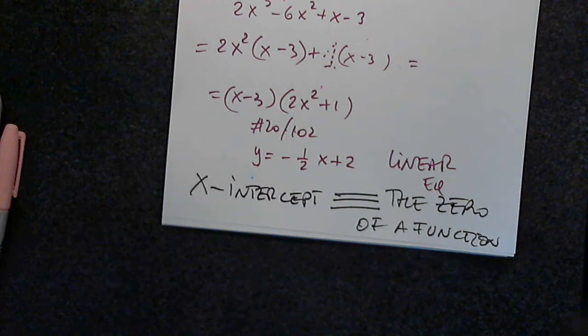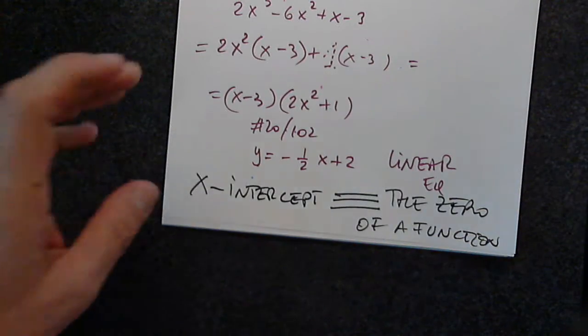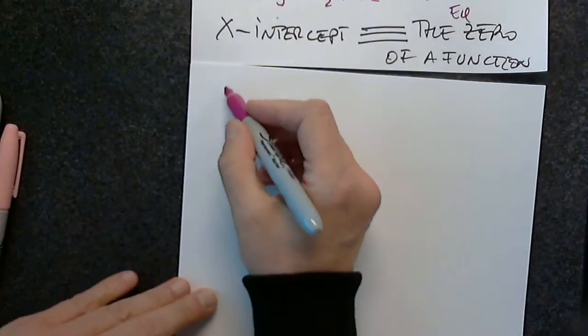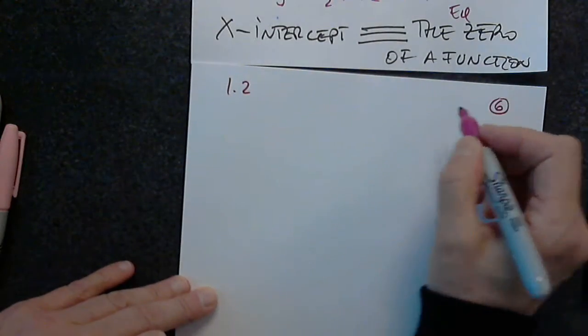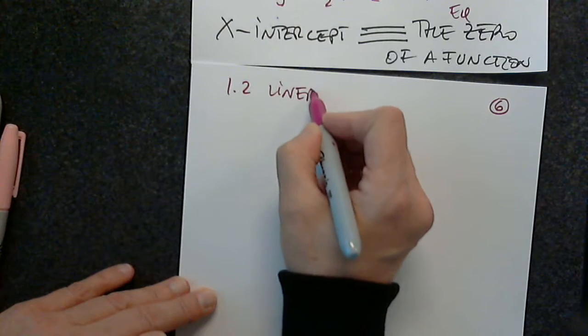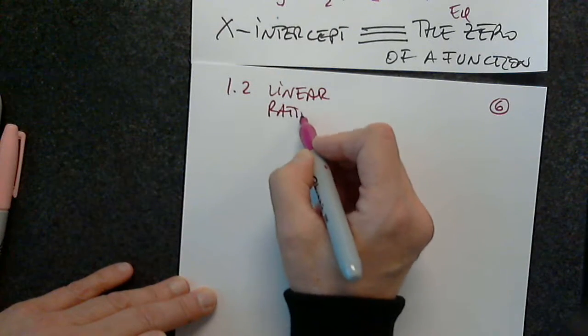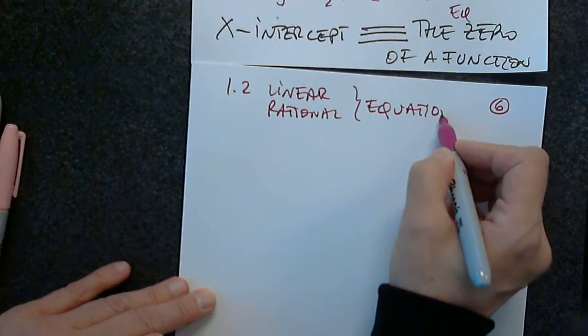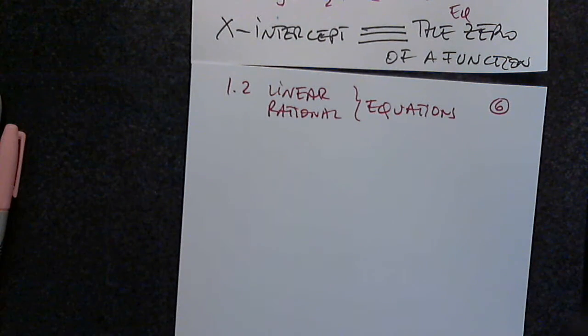Okay. So in the next section, I would like to solve a few linear equations with you and a few rational equations. So that's section 1.2, linear and rational equations. Section 1.1 was just using the graphing calculator.